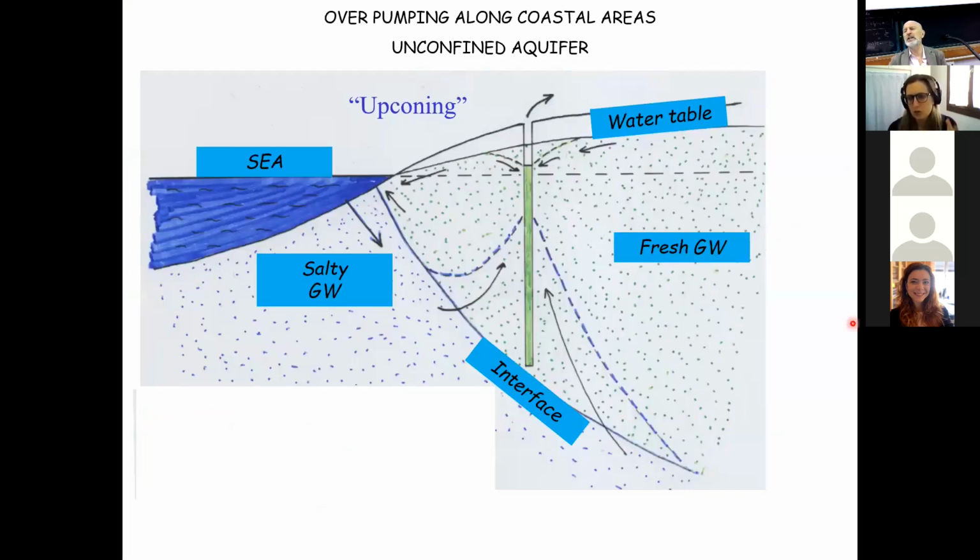Here in this picture, you can see very well the effect of intense pumping due to the need of water in these coastal areas. You see on the left the seawater, the salty groundwater below the seawater, and the fresh groundwater below the continent. This is the interface dividing the salty water on the left and the fresh water on the right. And the pumping determines a raise of the interface and the salinization of the pumped groundwater. So you have a salinization of the system.